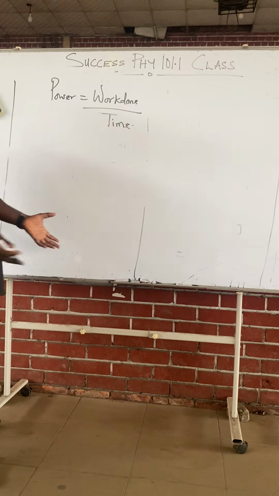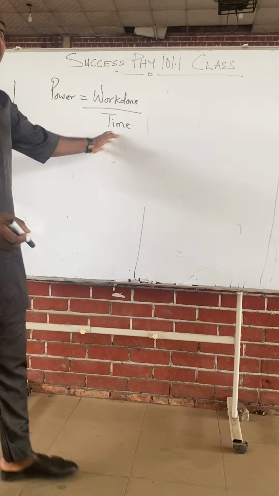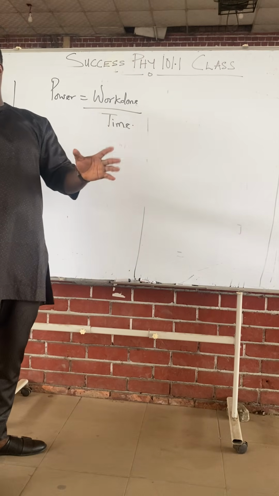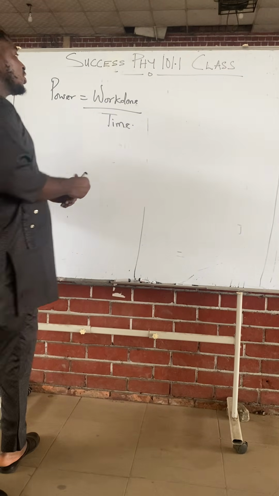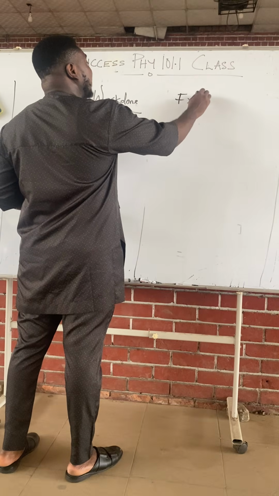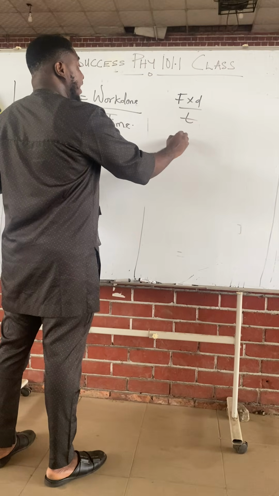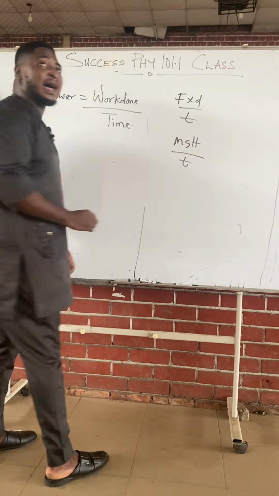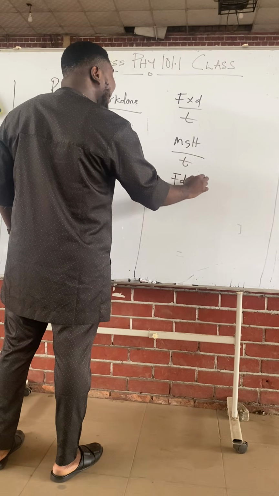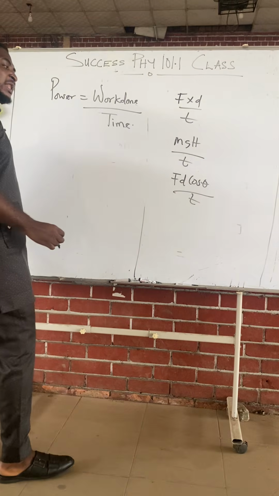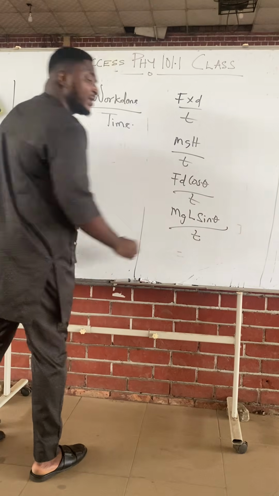Power is work done over time, class. Do you know what makes power interesting? Everything we have done in work done is the same formula for power, just that we divide by time. So if we have 4 formulas for work done, we also have 4 formulas for power. When work done is force times distance, you have force times distance all over time. That's the first formula for power. What's the second formula for work done? mgh, right? So power can be mgh all over time. What's the third formula for work done? Fd cos theta. So power can be Fd cos theta over time. And what's the last one? mgL sin theta, right? So power can be mgL sin theta all over time.